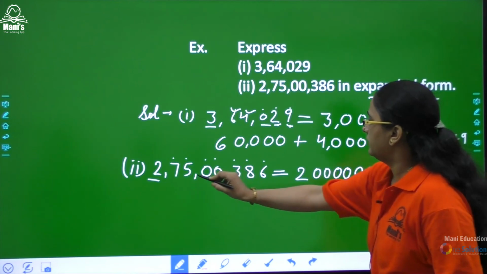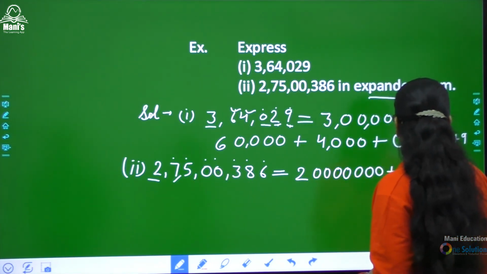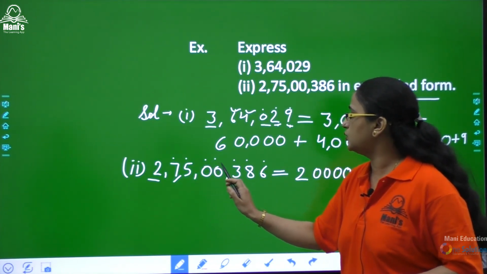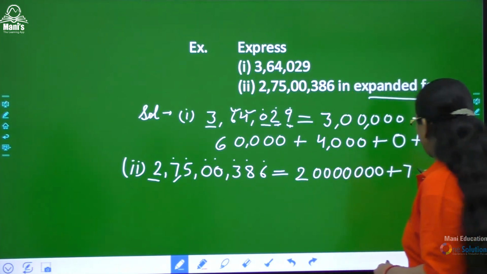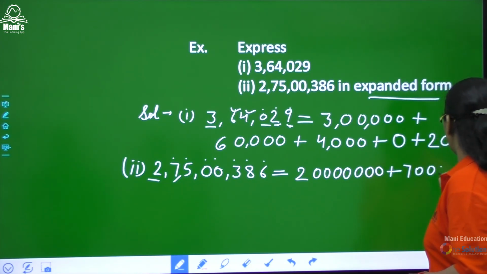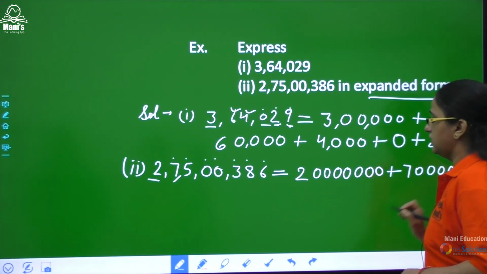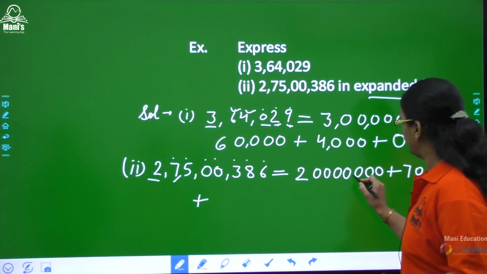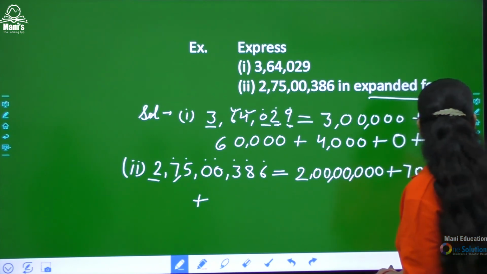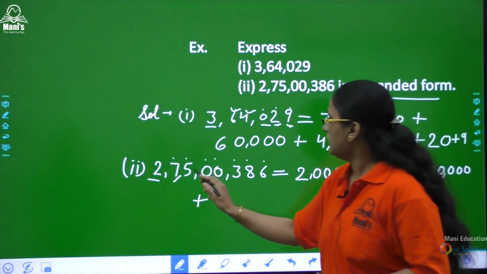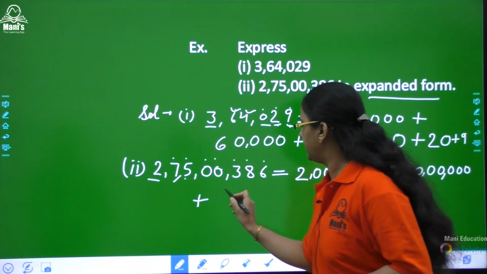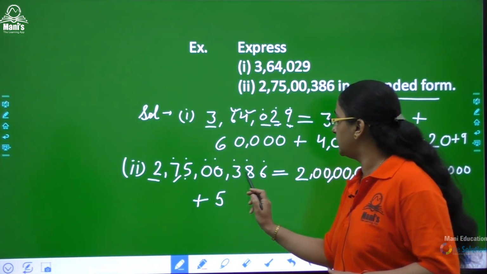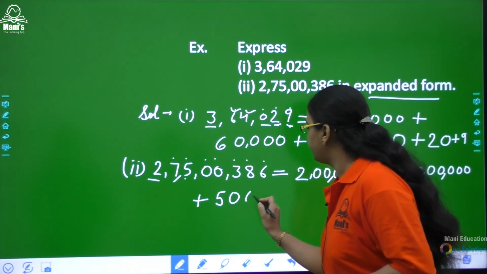Plus, go to the next number, that is 7. Then again similarly we have to count the number of digits: 1, 2, 3, 4, 5, 6. So we have to put 6 zeros. Plus, for reading easily we can put the commas also. Then the next digit is 5. Again count the number of digits after 5: 1, 2, 3, 4, 5. So we will put 5 zeros.